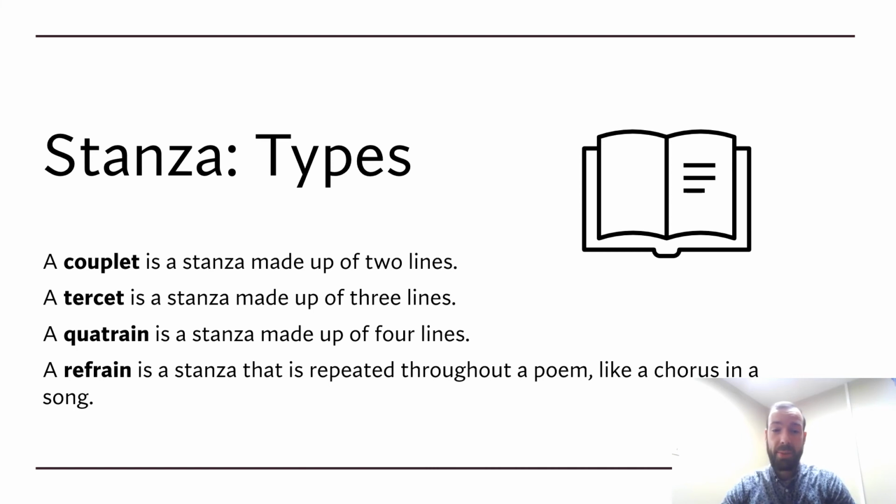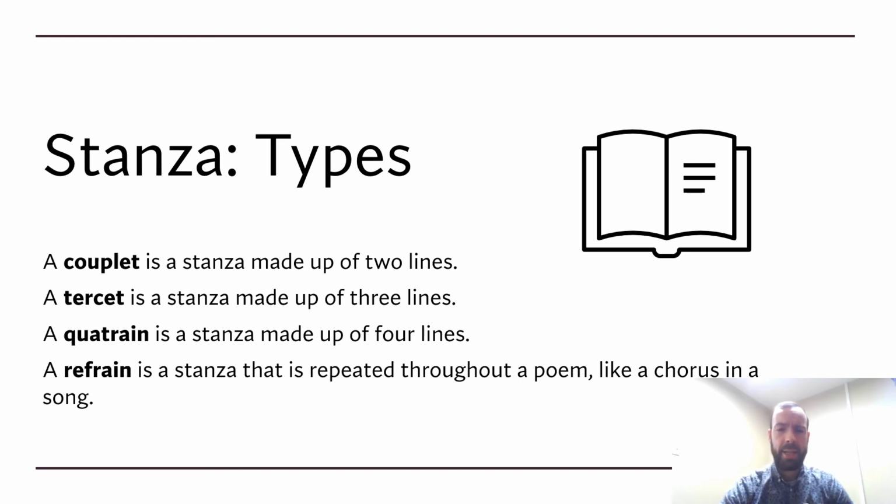There are different types of stanzas. So the example we saw on the last slide was called a couplet because each stanza only had 2 lines. If a stanza has 3 lines, we call it a tercet. And if it has 4 lines, we call it a quatrain. You can have stanzas that are 1 line. You can have stanzas that are more than 4 lines. But those are some common terms you might come across. If you're wondering what they mean, it just refers to how many lines are in the stanza.